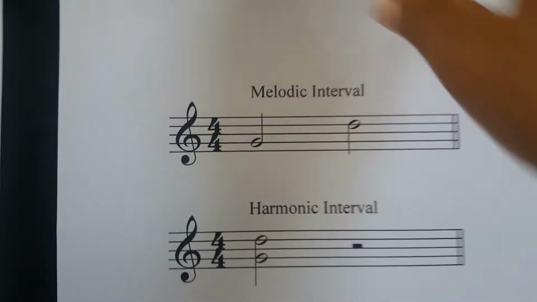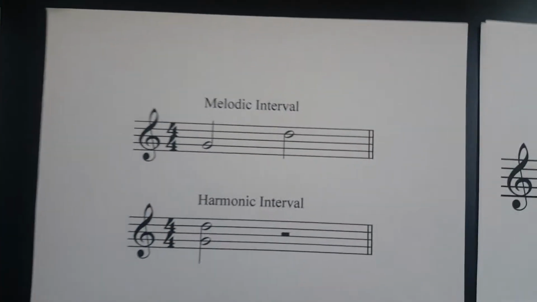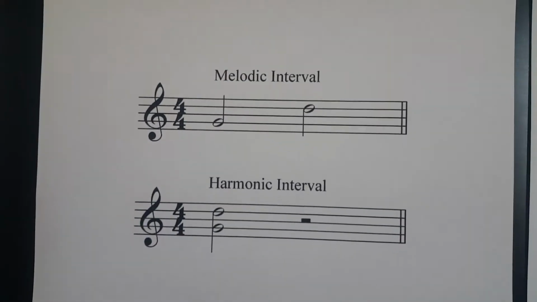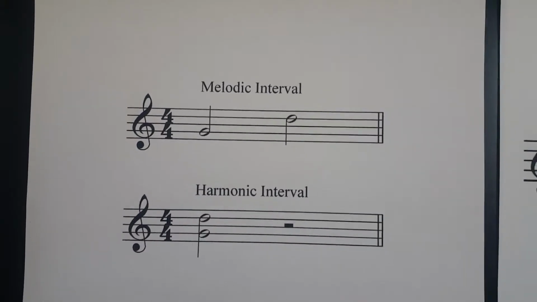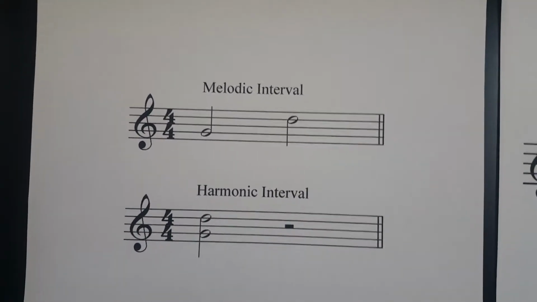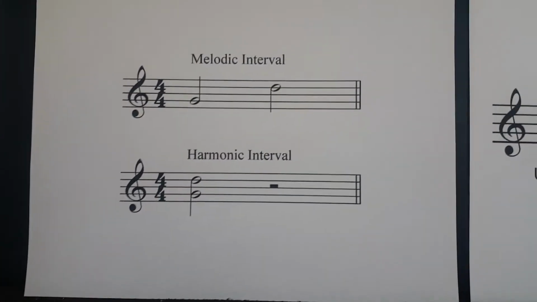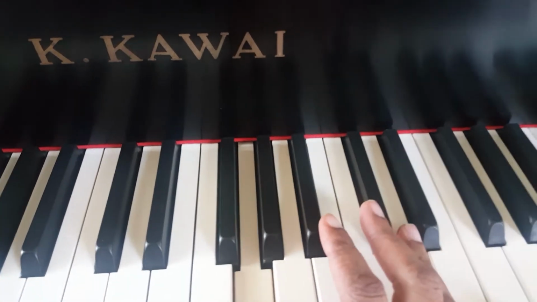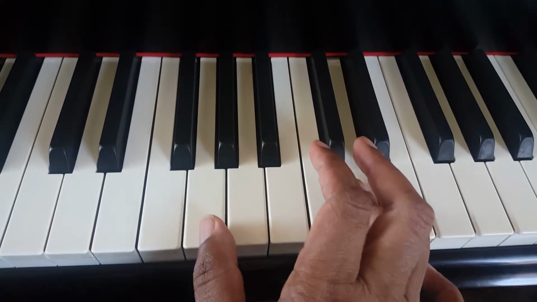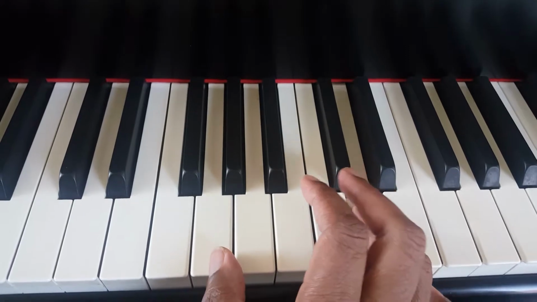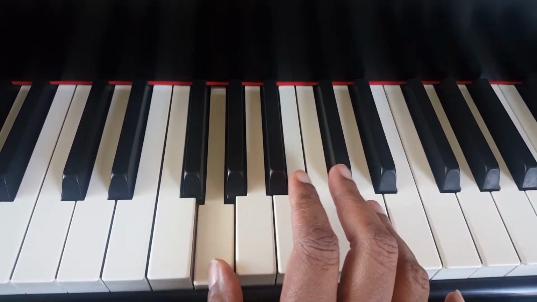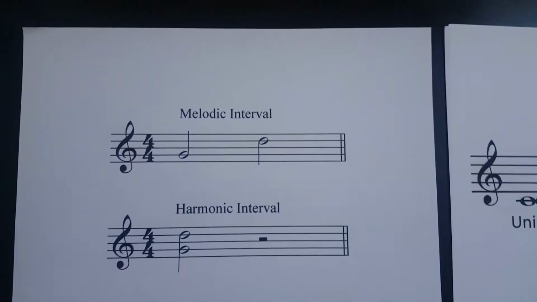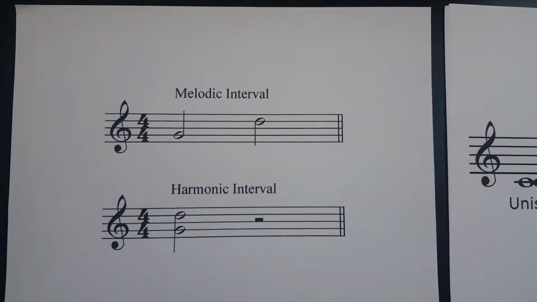Let's first of all look at intervals in itself. An interval, as we said, can be melodic, with two notes played separated, or harmonic. So I'm going to play the example. The example is from G to D. Again, from G to D. And then, of course, as you can see, that's separately on the top line.